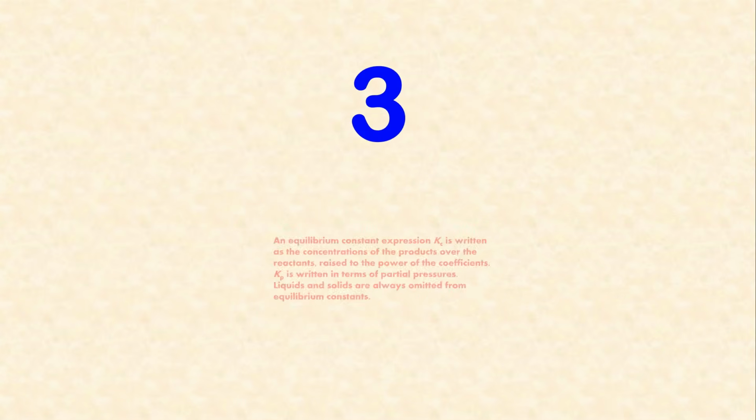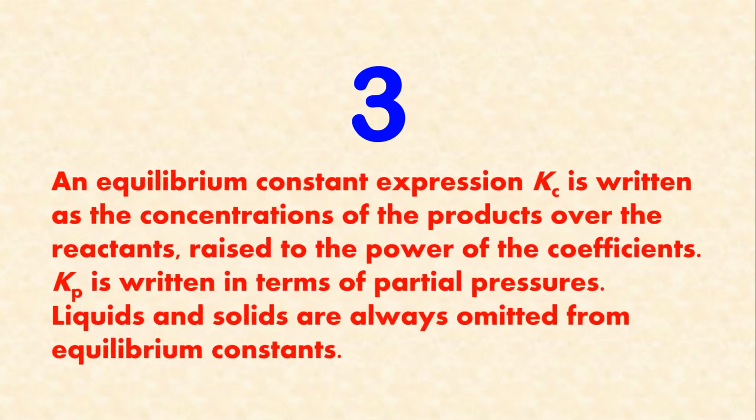Remember, at equilibrium, not all of the reactants have been depleted. The products and reactants don't necessarily have the same concentrations. The concentrations have stopped changing because the forward reaction has the same rate as the reverse reaction. Number 3. An equilibrium constant expression, Kc, is written as the concentrations of the products over the reactants raised to the power of the coefficients.